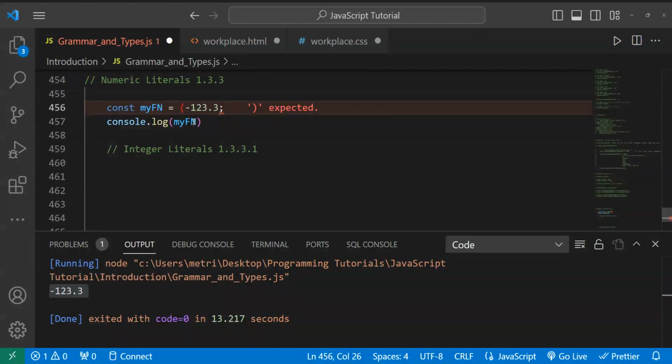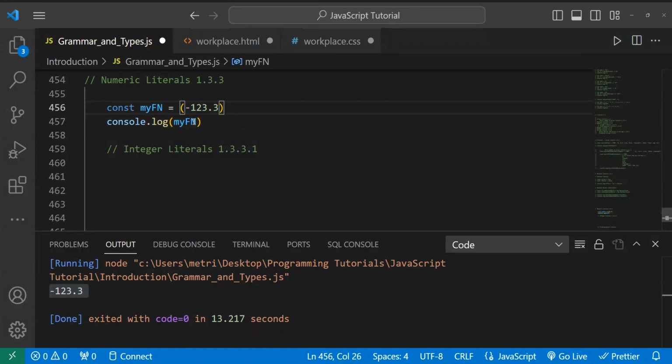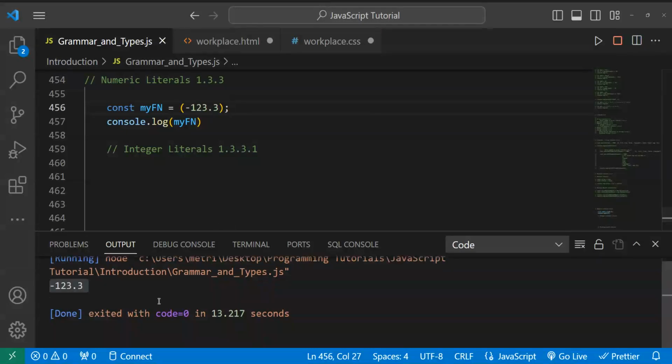So let me go there and put it in that way. Yeah, like this. So let's run it again. And after that, I will continue directly with the integer literals. So for the integer literals, let me start.